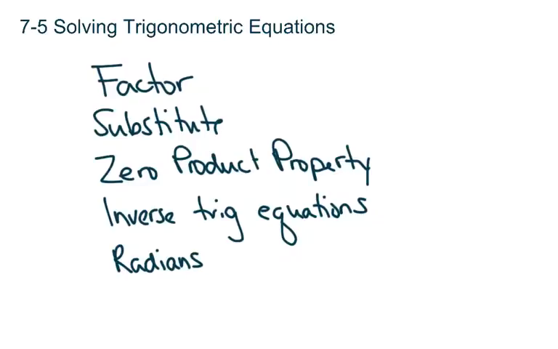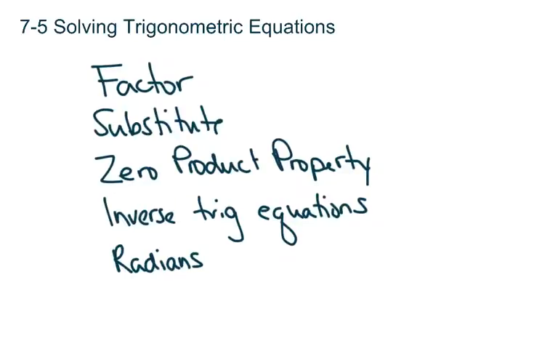In section 7.5, we're going to talk about solving trigonometric equations. A lot of what we're going to do is going to use concepts that we've studied in previous sections. So things you need to be able to do. You need to factor quadratics or greatest common factor. You need to be able to substitute, like substituting one trig expression for another using our reciprocal, quotient, and Pythagorean identities. You need to be able to use the zero product property.